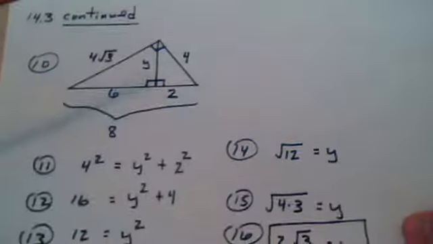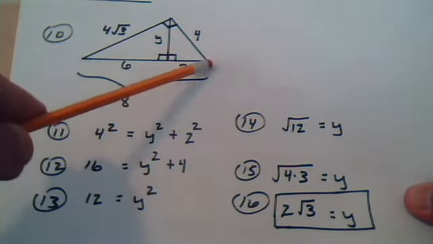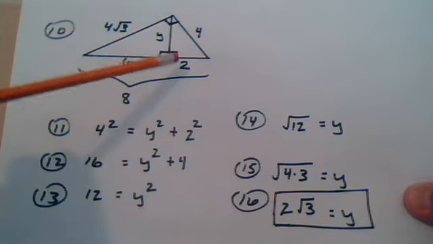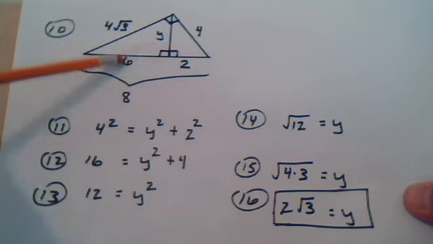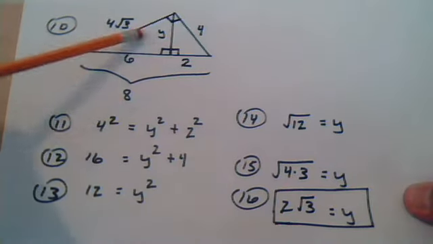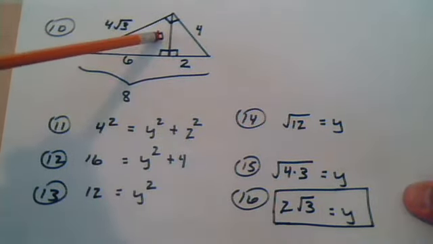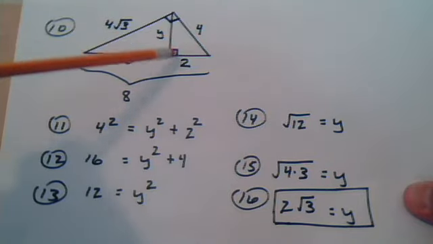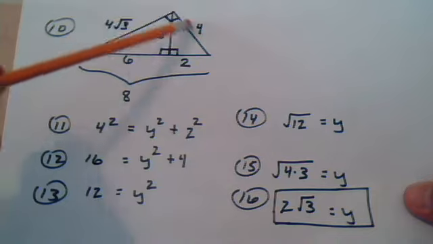So now we know that this is a 6. We knew this was an 8 already. So this other little piece that we're going to look for is a 2. 6 plus 2 is 8. So now we have 2 triangles that we could use to find the y. I'm going to go ahead and use this one since it's simpler. It has a 2 and a 4. I'm going to run it through the Pythagorean theorem.